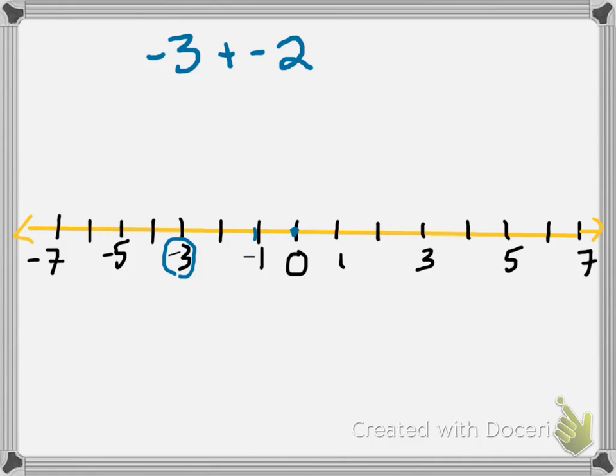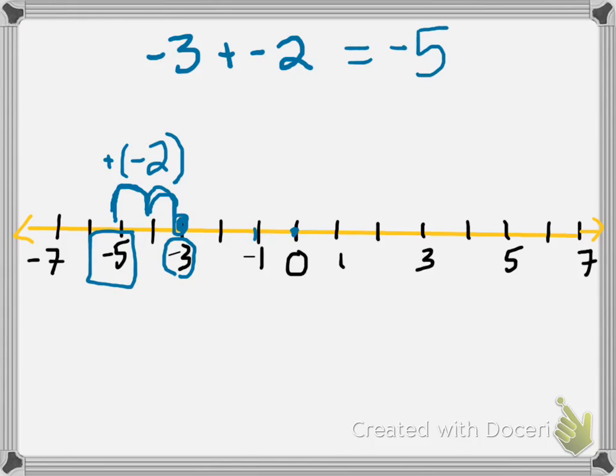Here's my -3. So I'm going to start here. And I want to go -2 more. So I'm going to go -1, -2 more, so this is plus a -2. It's in parentheses to keep that plus sign and subtraction sign separate. So -3 to start, plus -2, again here's -1, -2, I end up at -5. So -3 plus -2 equals -5.